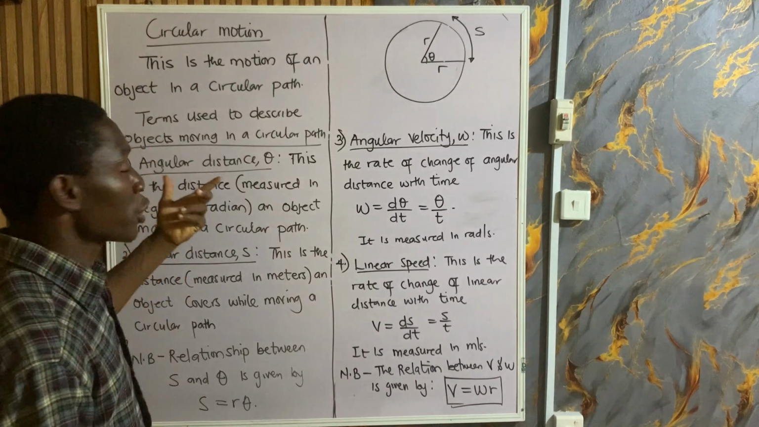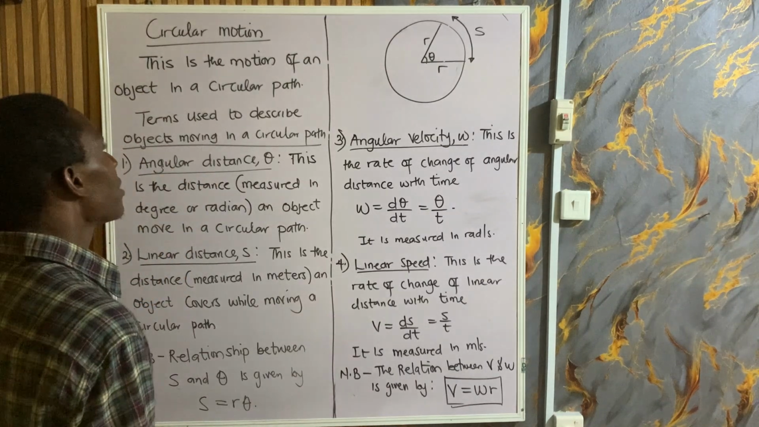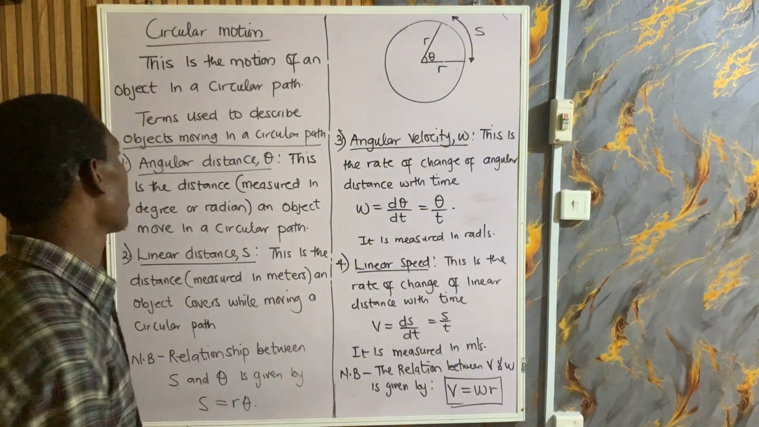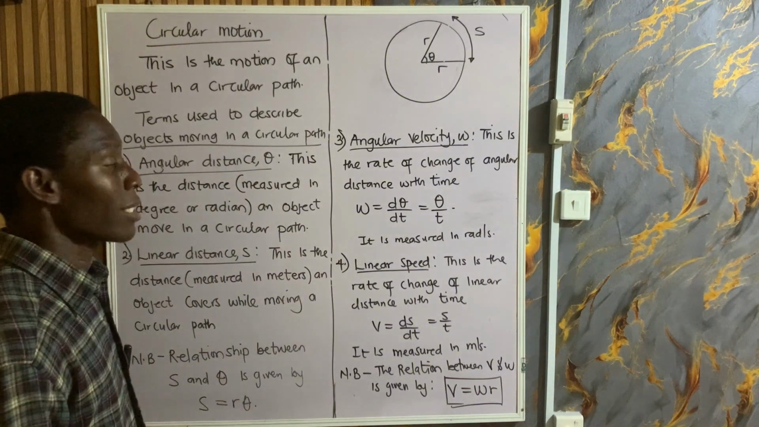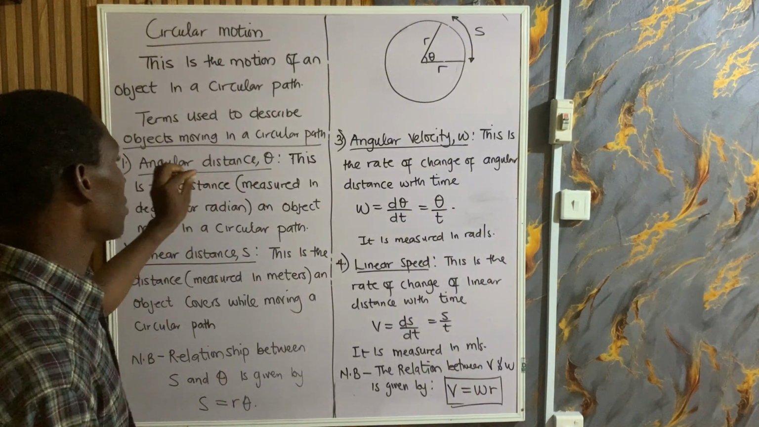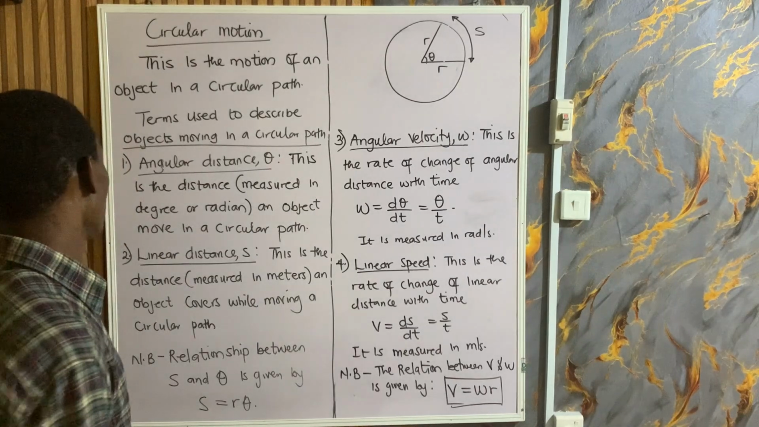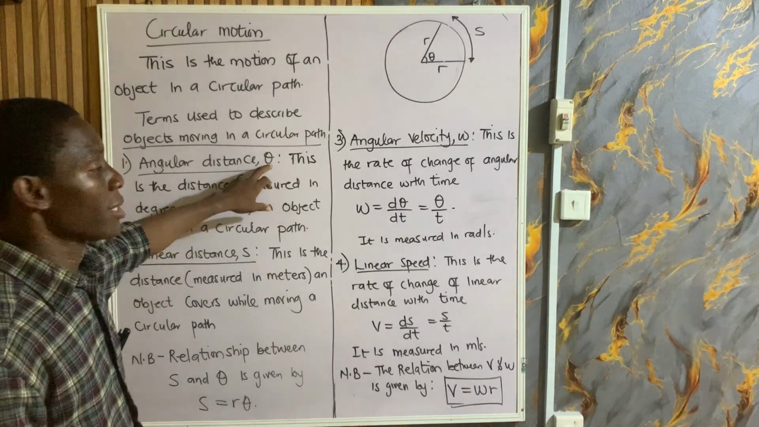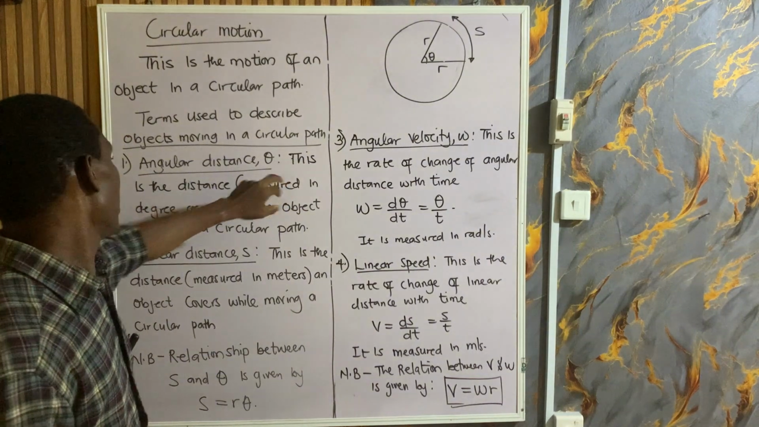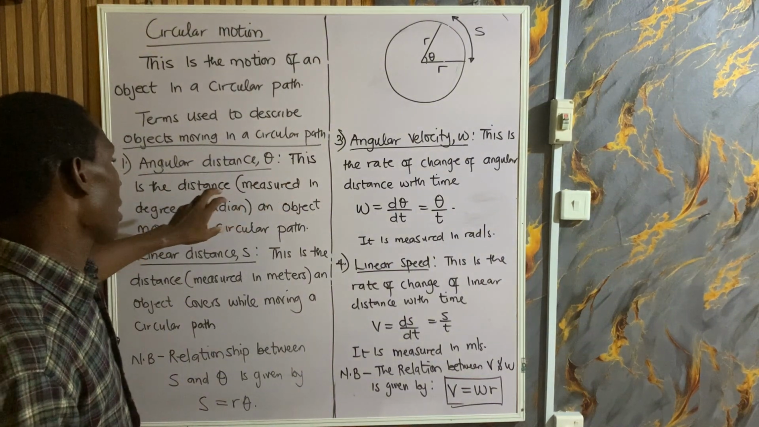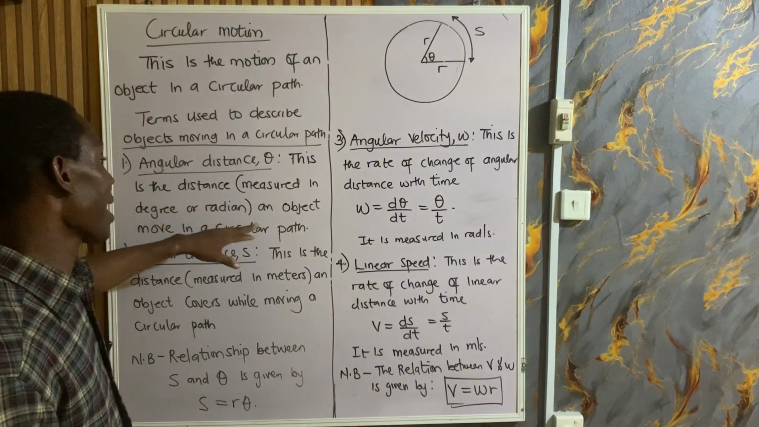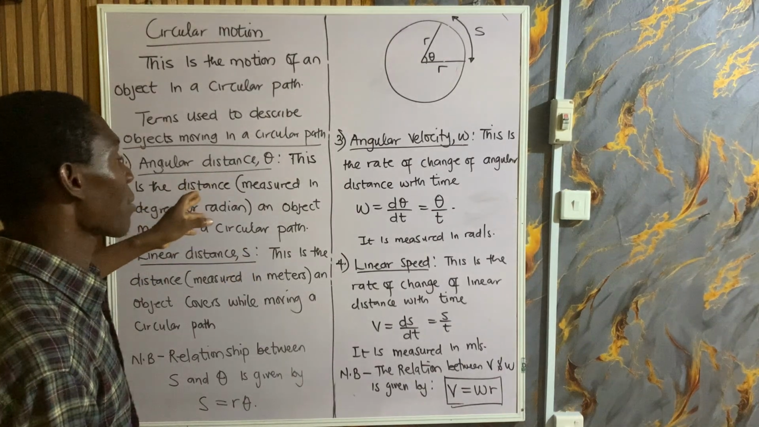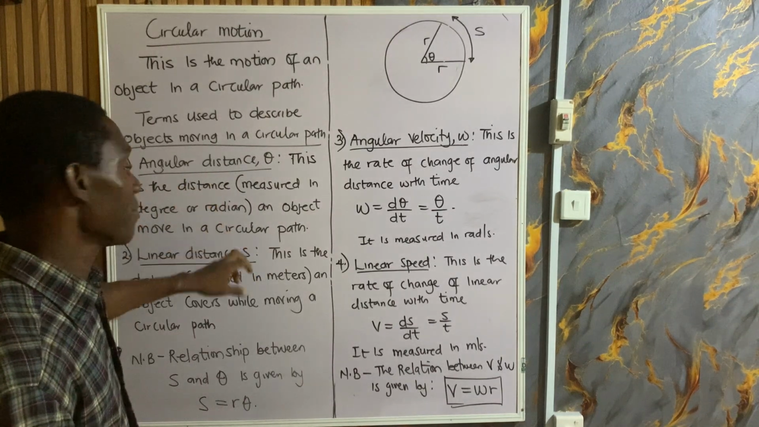Circular motion. This is the motion of an object in a circular path. Now let's look at terms used to describe an object moving in a circular path. One, angular distance, represented with theta. This is the distance an object moves in a circular path, measured in degrees or radians.